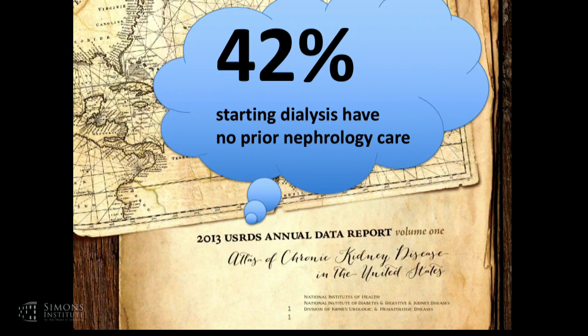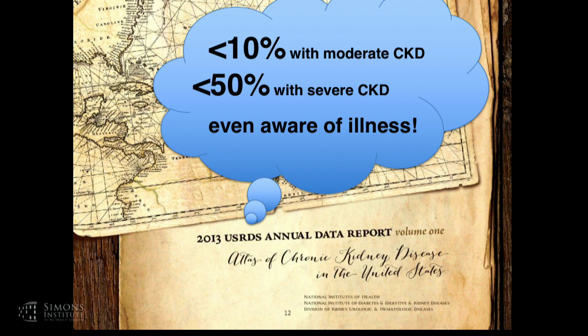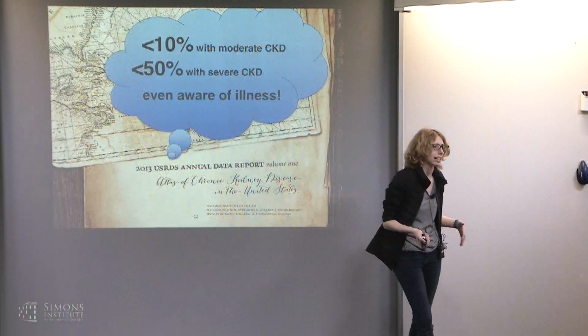Okay, so 42% of people start dialysis having no prior nephrology care. So that means that their kidneys have totally failed and they've never even seen a kidney specialist. And less than 10% of people with moderate chronic kidney disease even know that they have it. And less than 50% of people with severe chronic kidney disease even know that they have it. And so this is a problem, and this is something that we'd like to try to address.